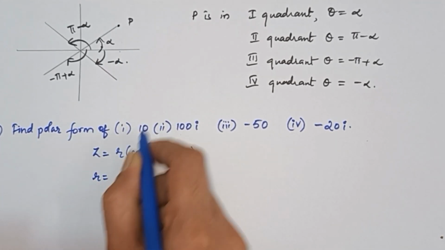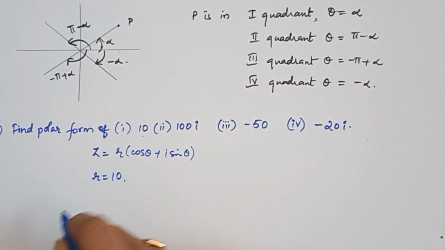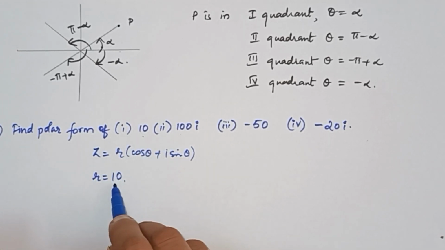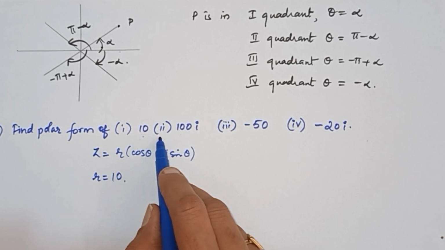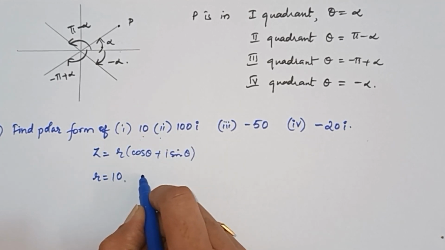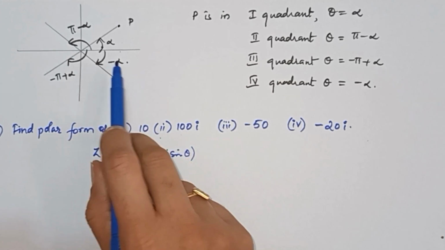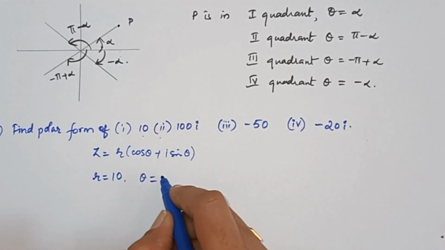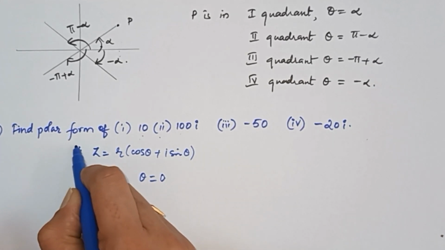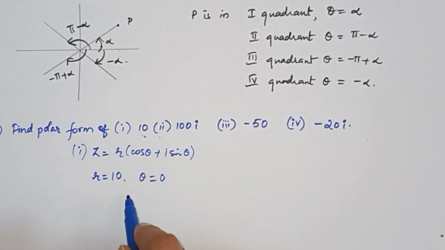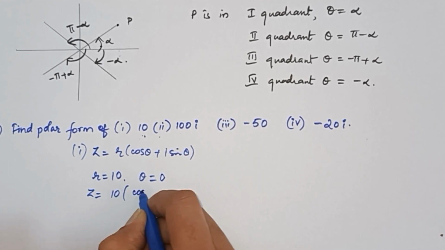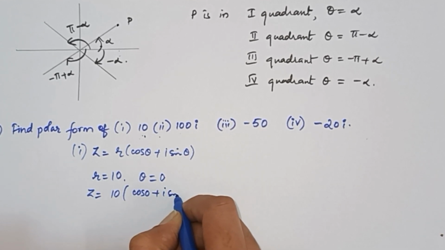Therefore, the r value is its magnitude, 10 itself, because square root of x square plus y square, even if you do it, you will get the same value, because x is 10 and y is 0. And theta is equal to, here it is on the positive x-axis, which means the principal argument is equal to 0. Therefore, for this first problem, its polar form is given by z equal to 10 into cos 0 plus i into sin 0.